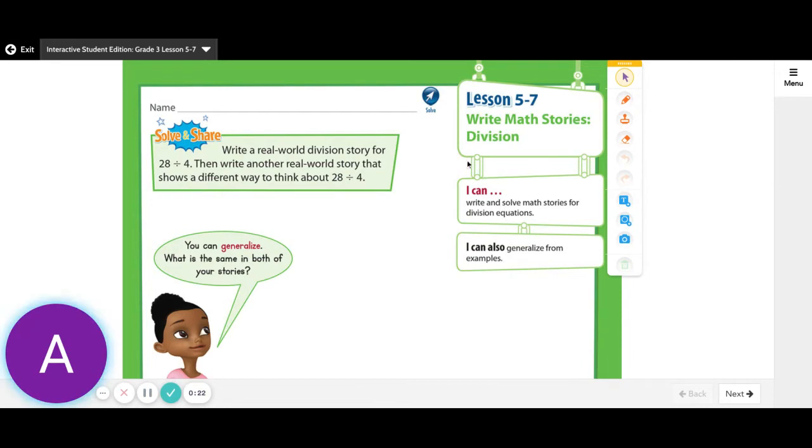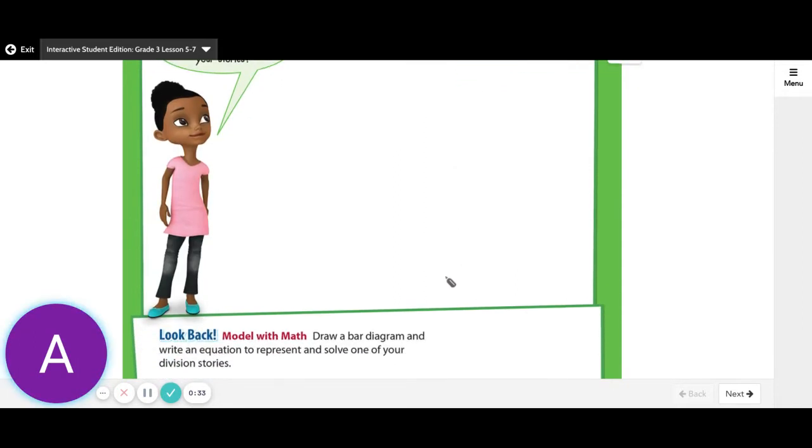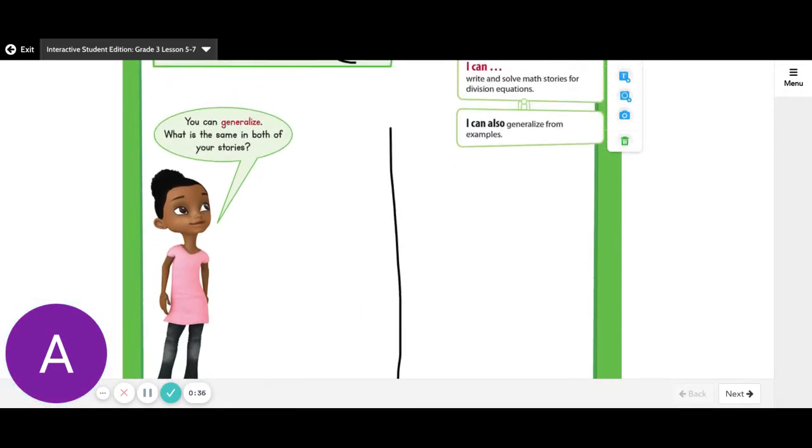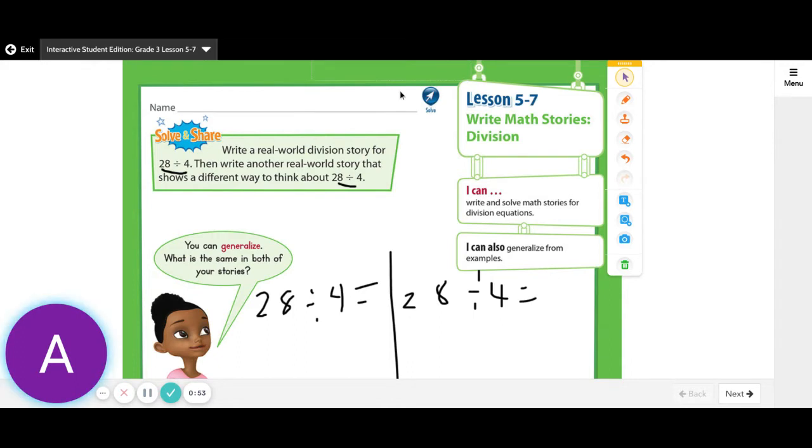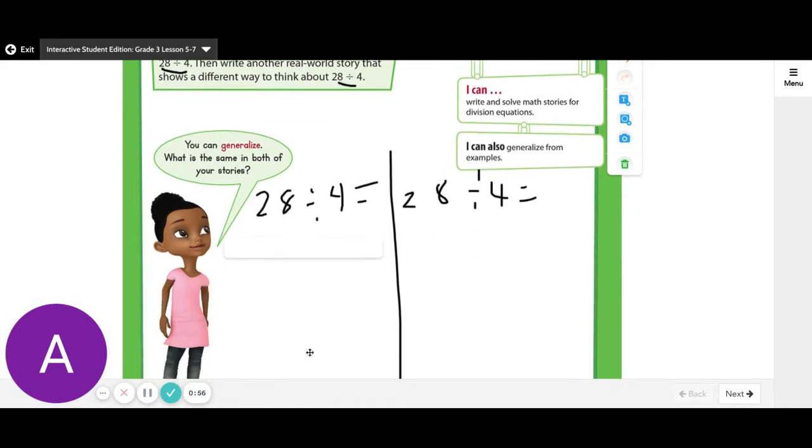So we want to write a real world division story for 28 divided by 4. Then write another real world story that shows a different way to think about 28 divided by 4. So I'm going to split my page in half. And I know I am solving for 28 divided by 4 in both problems. So like we talked about with the multiplication stories, we can think about groups, rows and columns, bar diagrams. So we could think about maybe students in our class.